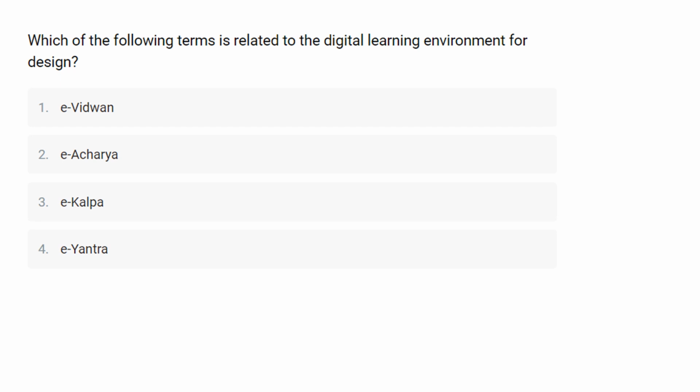Which of the following terms is related to the digital learning environment for design? The first option is E-Vidwan, second is E-Acharya, third is E-Kalpa, and the last is E-Yantra. E-Kalpa, creating a digital learning environment for design, is an initiative by the Ministry of Human Resource Development, Government of India.